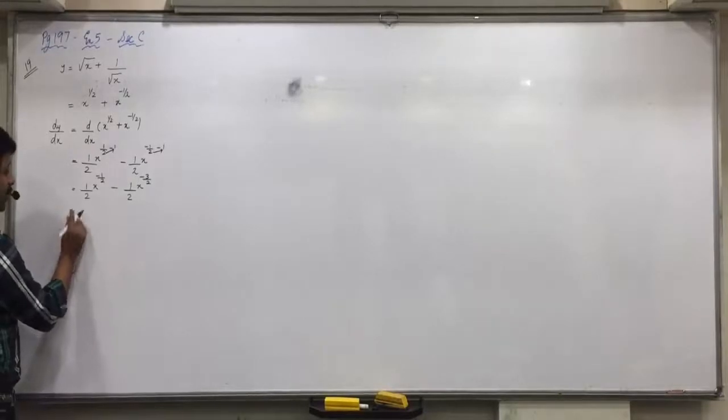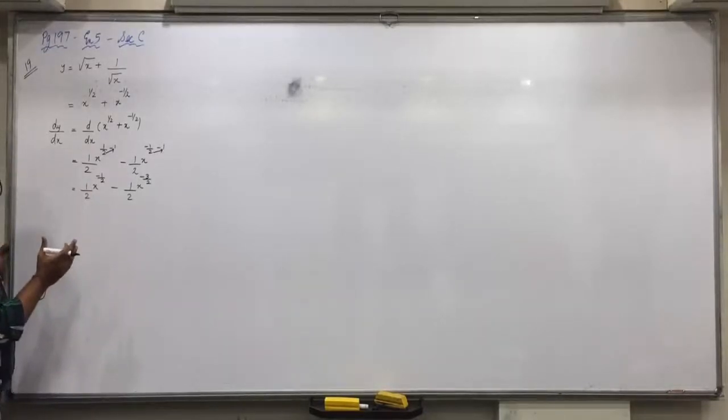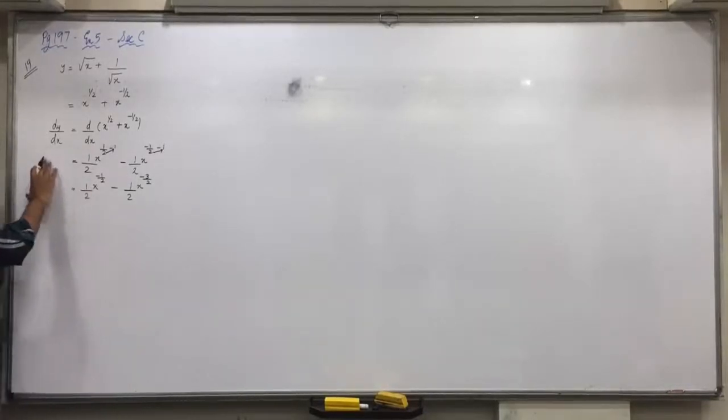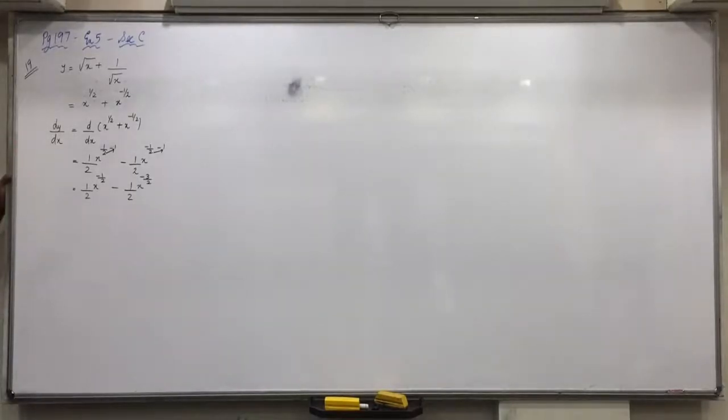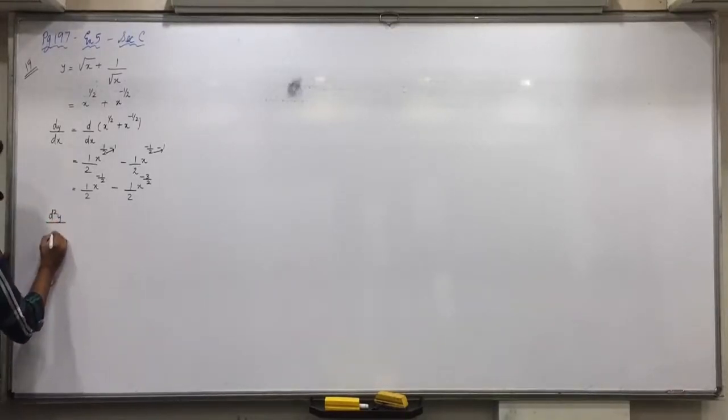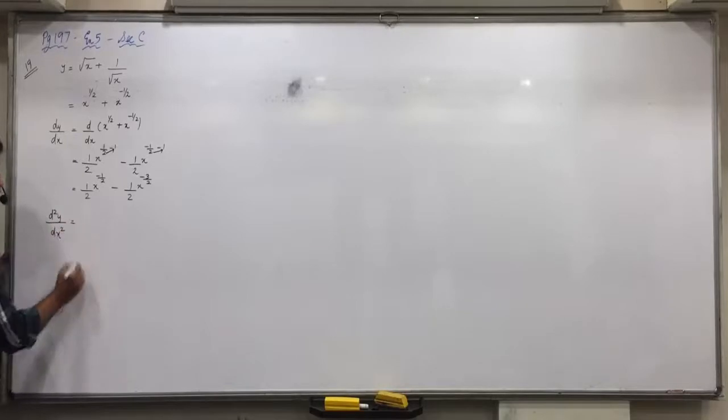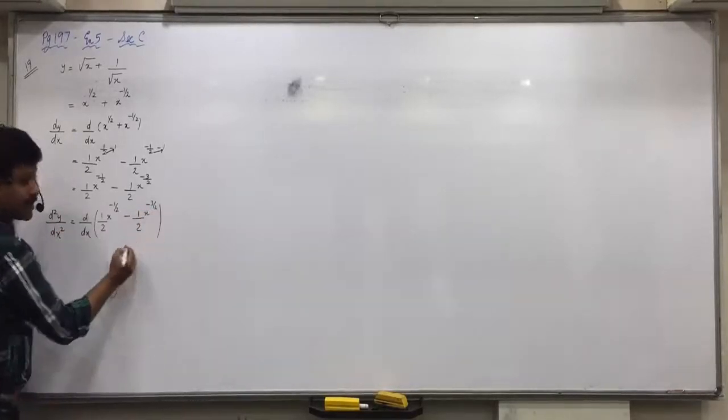Further, do we need to bring it down? No. If only dy by dx is asked, bring it down. But we are asked d square y by dx square, so no need to waste time in bringing it down. Directly we'll find d square y upon dx square. Did everyone understand this?